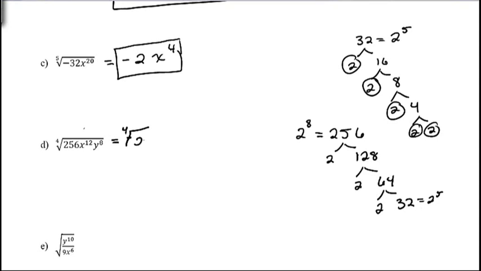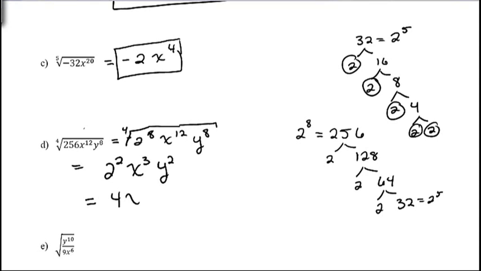So we have the 4th root of 2 to the 8th, x to the 12th, and y to the 8th. And so you can do the same thing to this 2 that we've been doing to the variables. You can take this power, divide it by 4, and that will give you 2 squared. And then 12 divided by 4 is 3, so that would be x cubed. And 8 divided by 4 again is 2, so that would be y squared. And 2 squared is 4, so we get 4x cubed y squared.